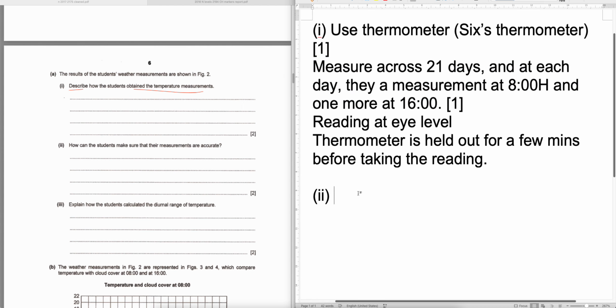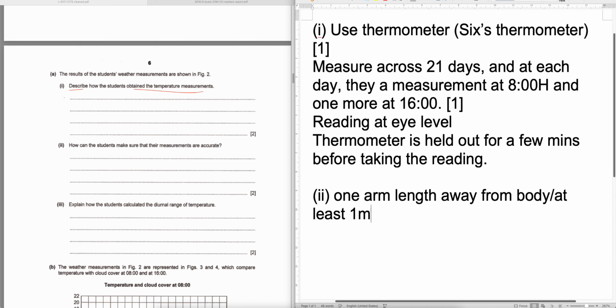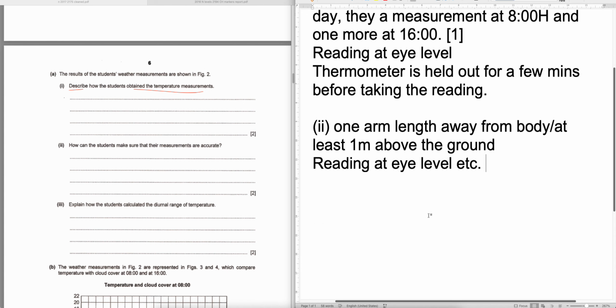So part 2 is all your precautions. Things like one arm length away from the body, at least 1 meter above the ground, reading at eye level, etc. Any 2 precautions, you'll get 2 marks.